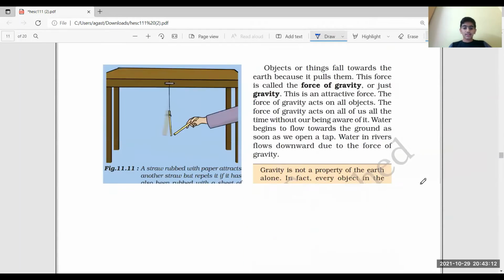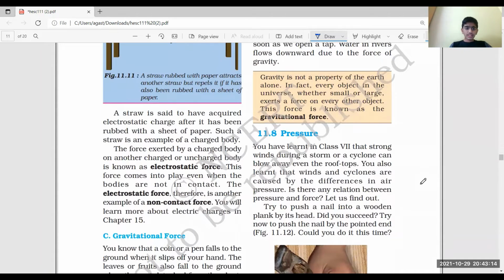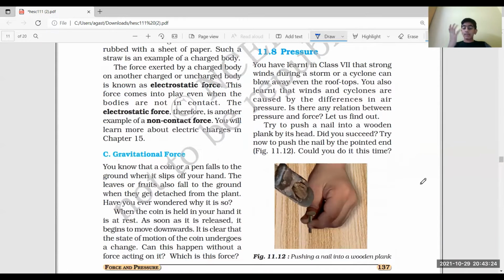Similarly, with electrostatic force, the force exerted by a charged body on another charged body or uncharged body is known as electrostatic force. The principle is the same here again. And about electric charges, you'll mostly learn in chapter 15, natural phenomenon.